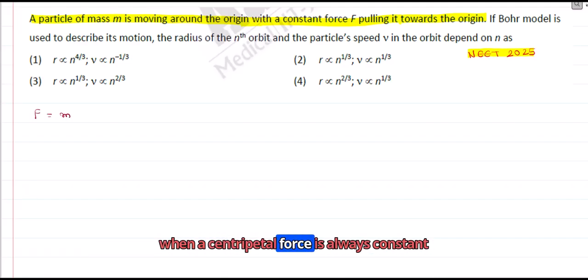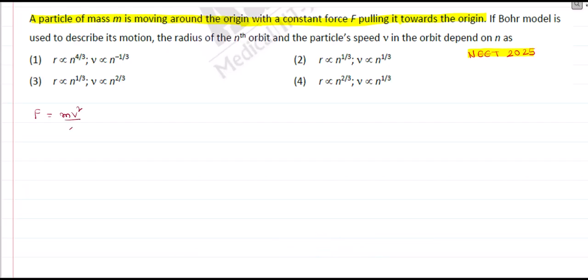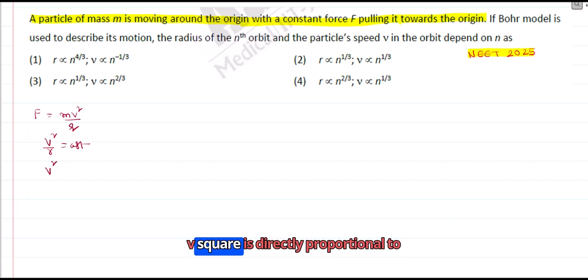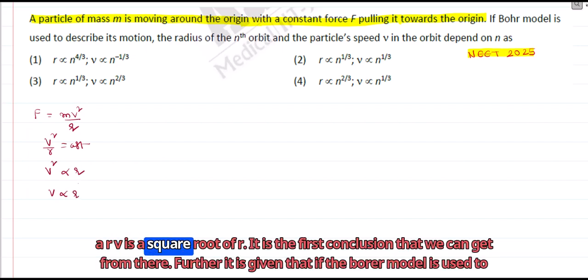We know centripetal force is constant, that is mv square by r. It means as mass is constant, v square by r is constant. That implies v square is directly proportional to r, or v is directly proportional to square root of r. That's the first conclusion that we can get from there.